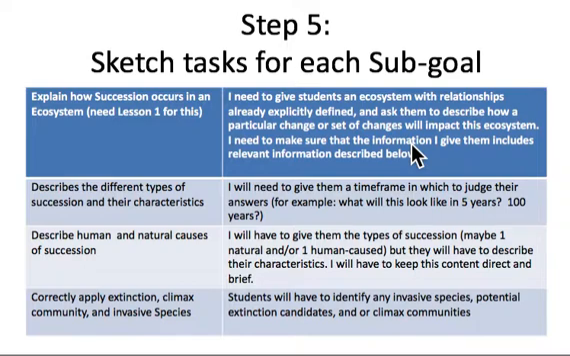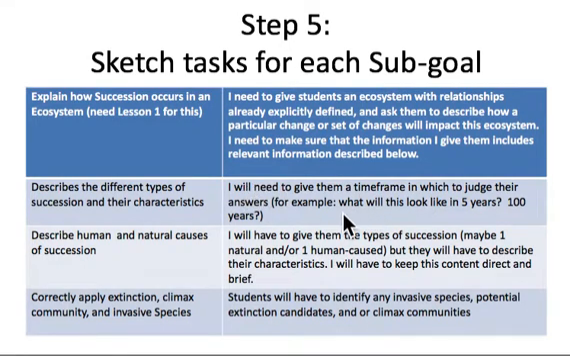In other words, what's going to change? How fast is it going to change? Will it lead to any extinction? What type of succession is going on, and so on. And so I need to give them an ecosystem that has all the necessary information provided.